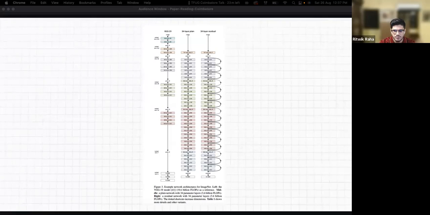But in the middle, we have the proposed plain network, which is 152 layers deep, and which has a string of weights. It has a string of activation maps, pooling, and such other operations.